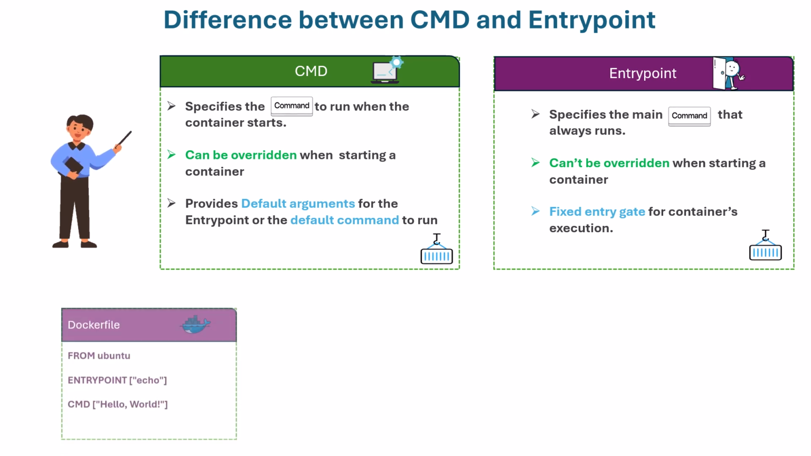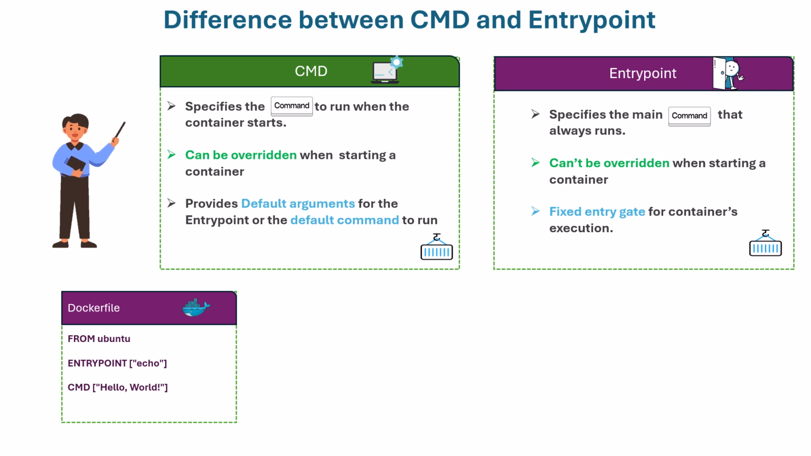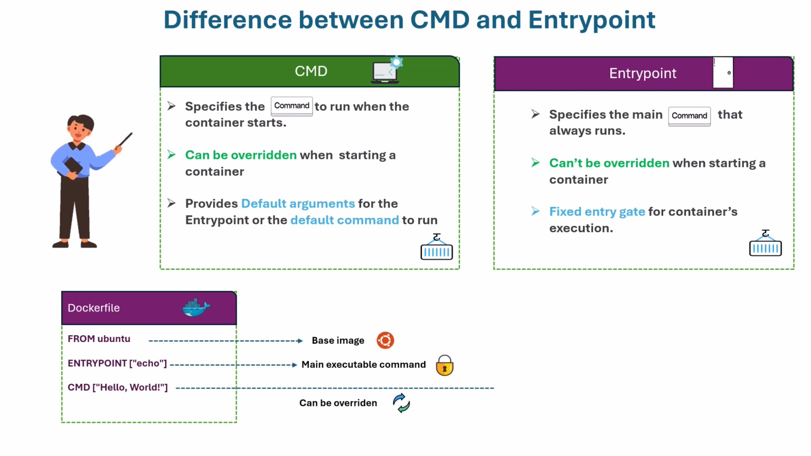Let us understand these two differences visually. At the bottom left there is a Dockerfile which contains some set of instructions, and let us dive into these instructions. FROM ubuntu sets the base image, where ENTRYPOINT echo is the main executable that always runs, whereas CMD hello world can be overridden and it acts as a default argument to the ENTRYPOINT.